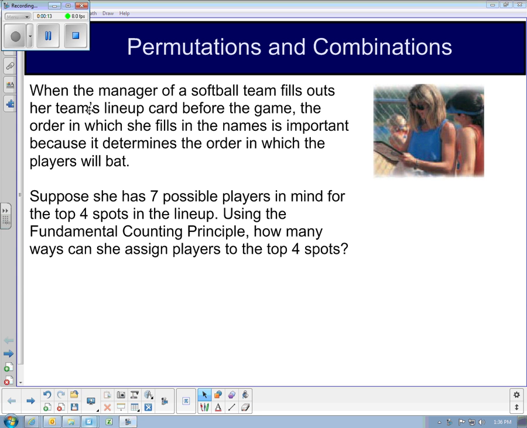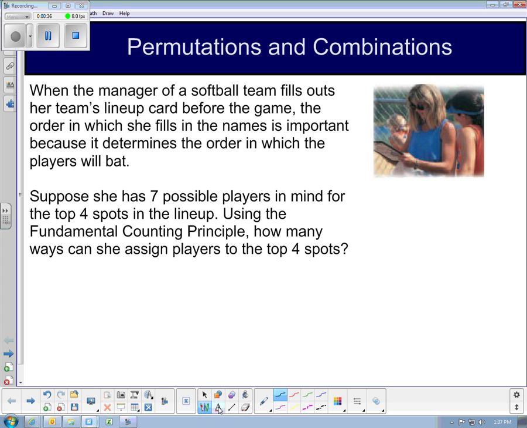The first example up at the top of your notes page says when a manager of a softball team fills out her team's lineup card before the game, the order in which she fills in the names is important because it determines the order in which the players will bat. It's their batting order. Suppose she has 7 possible players in mind for the top 4 spots in the lineup. Using the fundamental counting principle, how many ways can she assign the top 4 players?